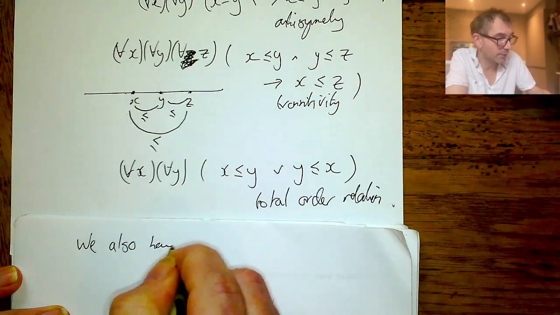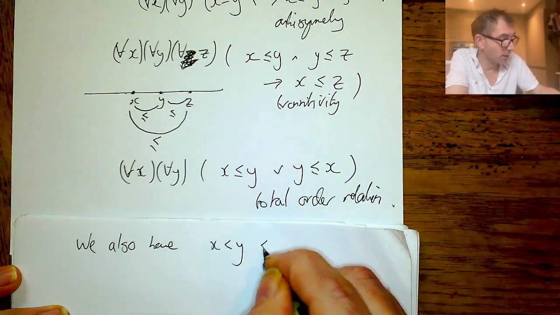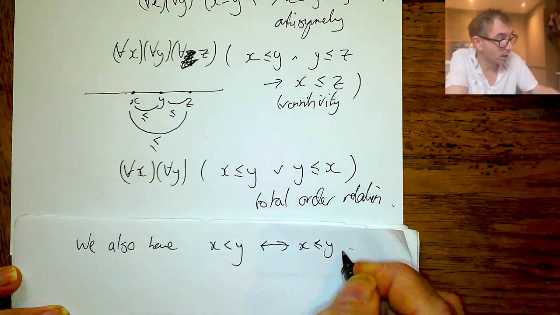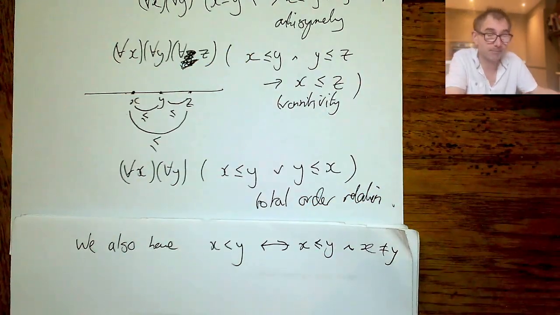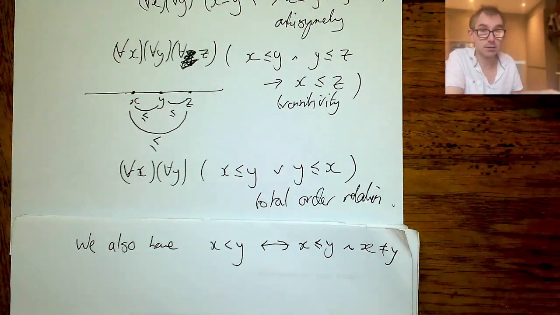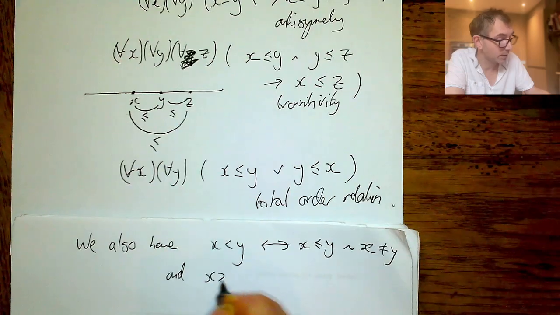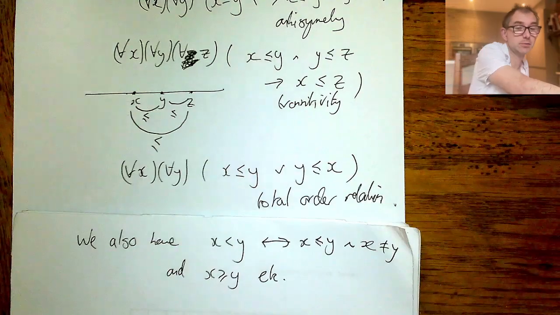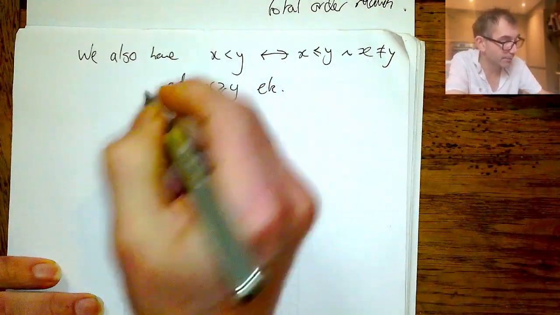So we also have x less than y, which is the same thing as saying that x is less than or equal to y and x is not the same as y. Okay, so there is that symbol, and obviously you can put them the other way round, and x bigger than or equal to y, etc. The only reason to want to write those down is just so that we know how they behave with respect to negation.